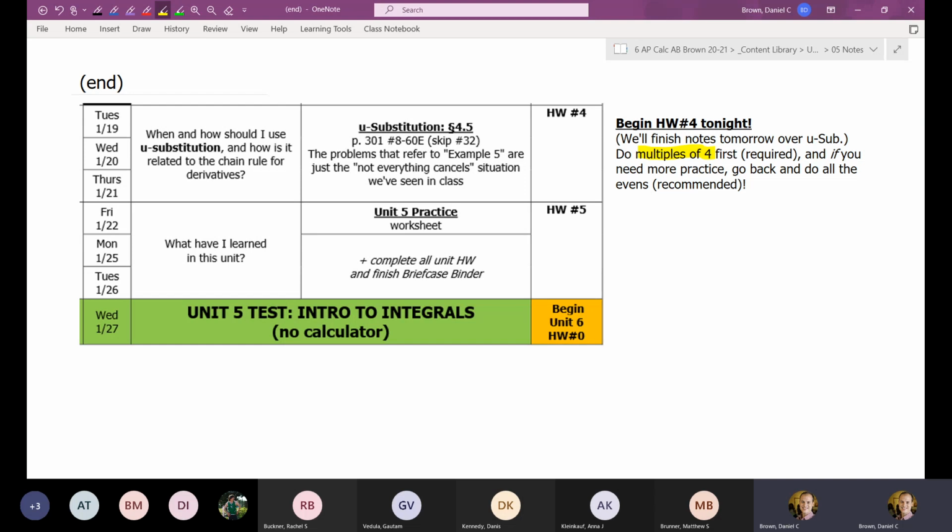If at any time this week you're feeling super eager, there's nothing really else big topic-wise for us to learn. So you do actually have enough knowledge to do homework 5 as well. If you finish homework 4, you're more than welcome to start homework 5 before Friday. Next week we'll just be reviewing, so finishing up the briefcase finder and quiz corrections, and then your test is going to be on Wednesday.